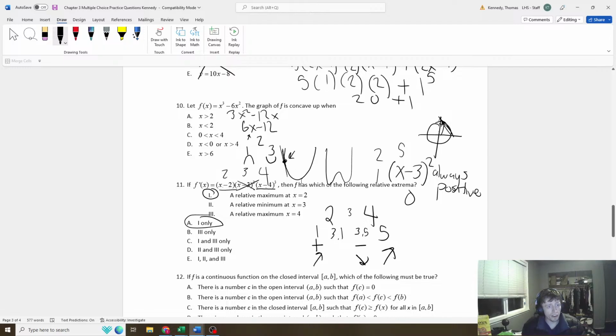So where is it concave up? After 2, because 3 plugged into this second derivative yields a positive value.